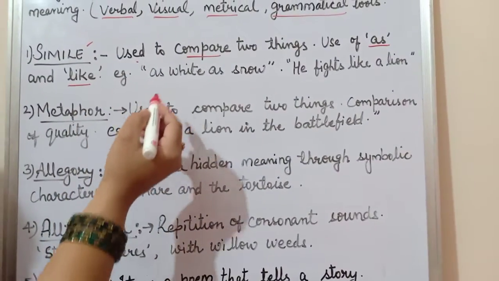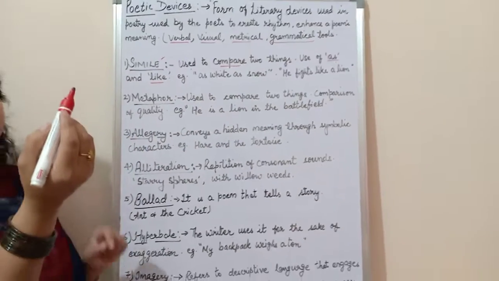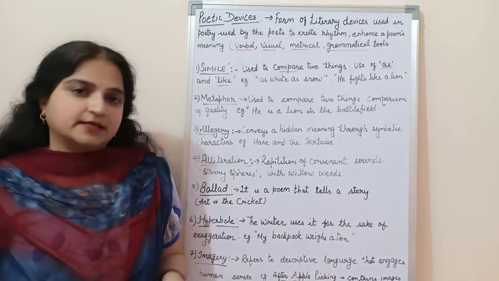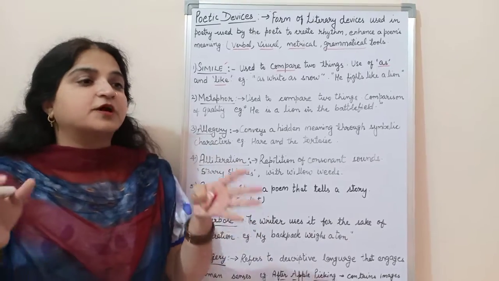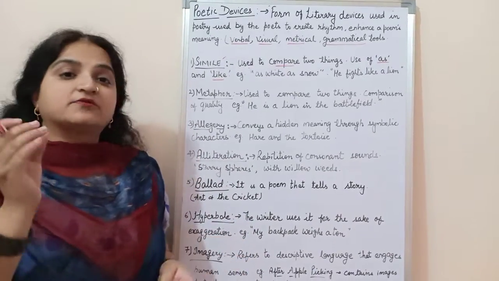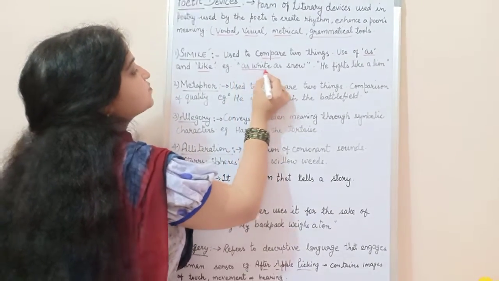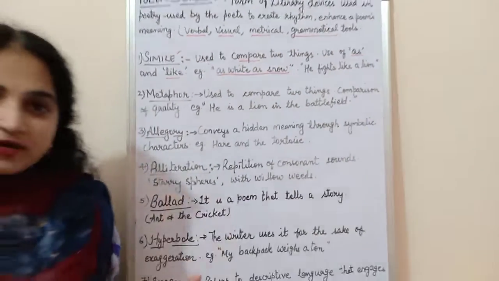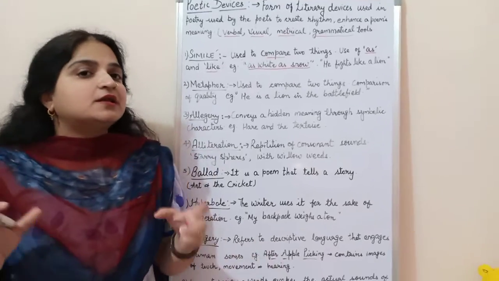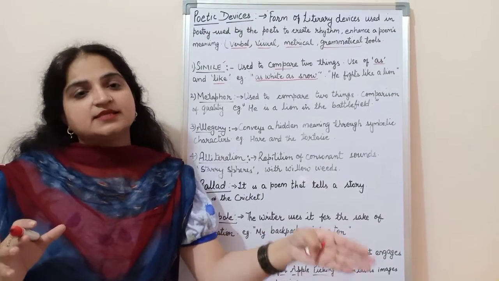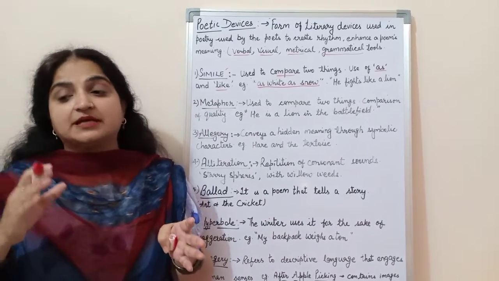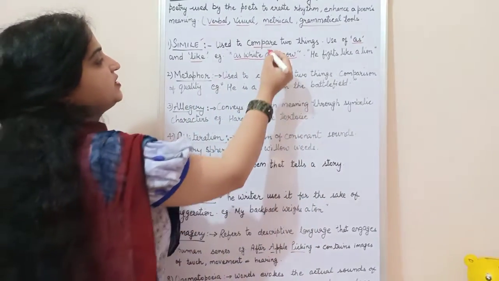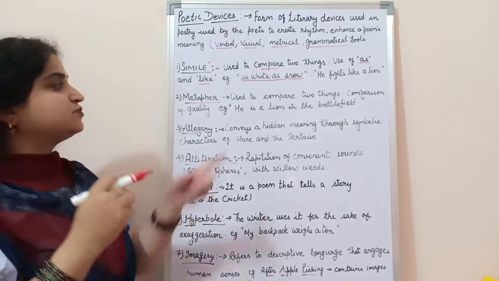Like you have read in class 7th, there was one chapter in the supplementary book, Chandni. Chandni was a goat and she was very white in color. So to enhance the color and the softness of her body, the writer has written that she was as white as snow. She was not made of snow, but the color of Chandni's body was being compared to the color of snow. Here we use the word as to show the comparison.